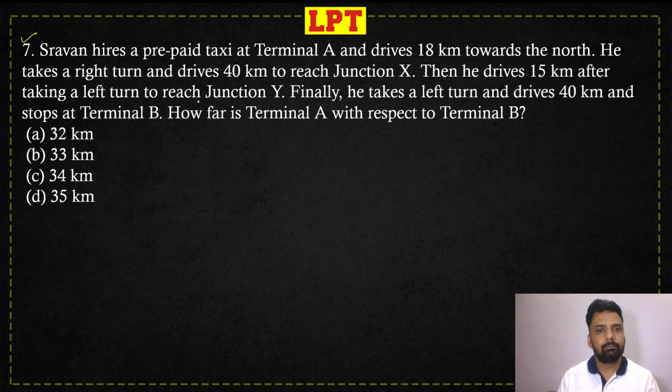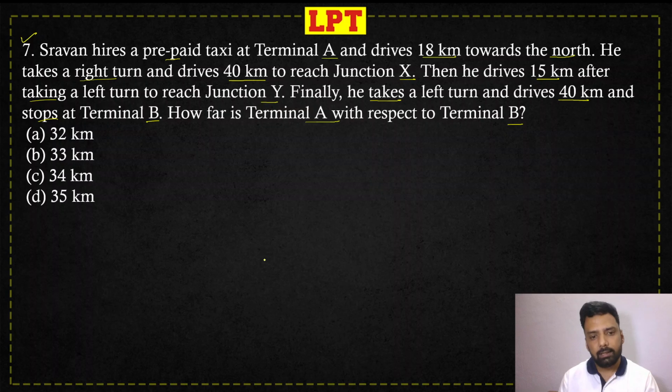Okay. Next we have: Shravan hires a prepaid taxi at terminal A and drives 18 kilometers towards the north. He takes a right turn and drives 40 kilometers to reach a junction X. Then he drives 15 kilometers after taking a left turn to reach junction Y. Finally, he takes a left turn and drives 40 kilometers and stops at terminal B. How far is terminal A with respect to terminal B?